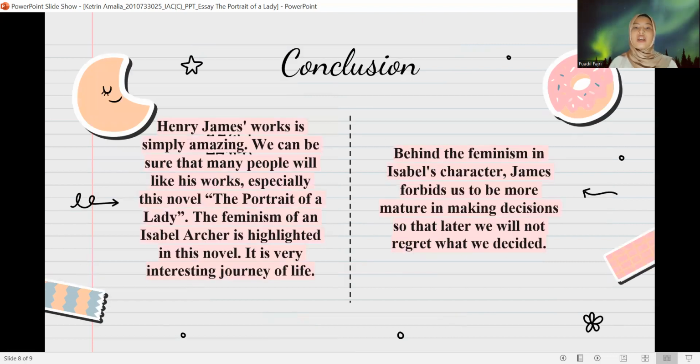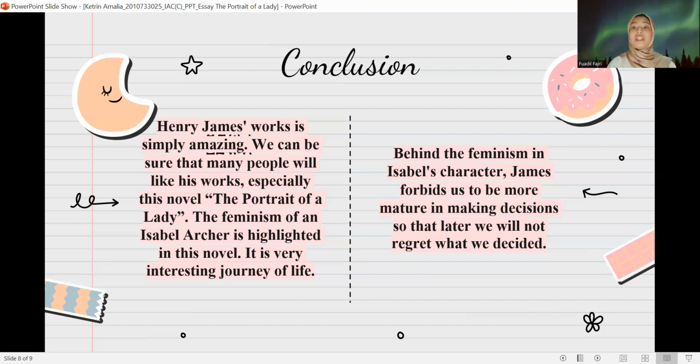The conclusion: I conclude that Henry James' work is simply amazing. You can be sure that many people will like his works, especially this novel. The feminism of Isabel Archer is highlighted in this novel. It's very interesting because it's summarized in the character Isabel Archer, who is quite amazing despite her bad stories, her bad ending, or her bad life. However, look at how she fights for her life and her independence. Not all women can be Isabel Archer.